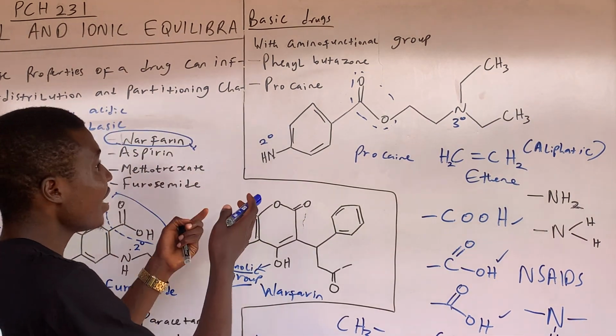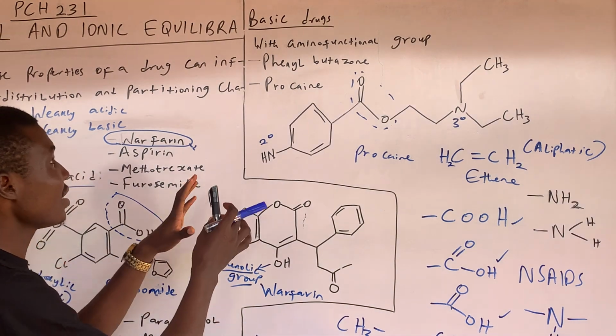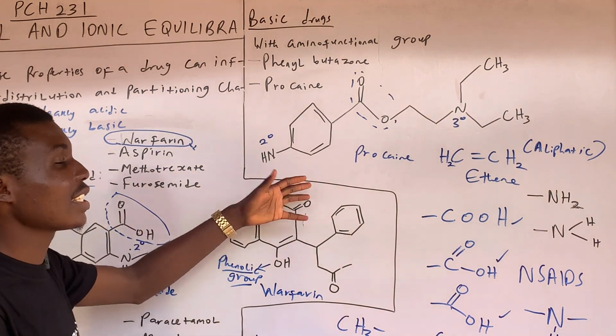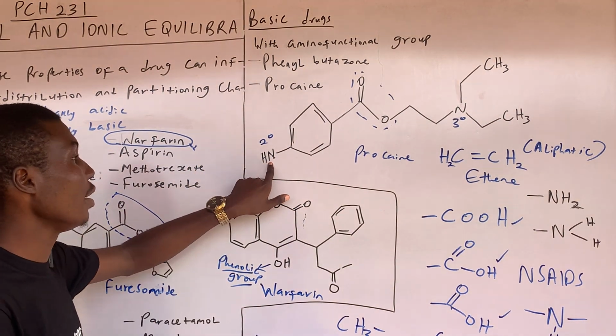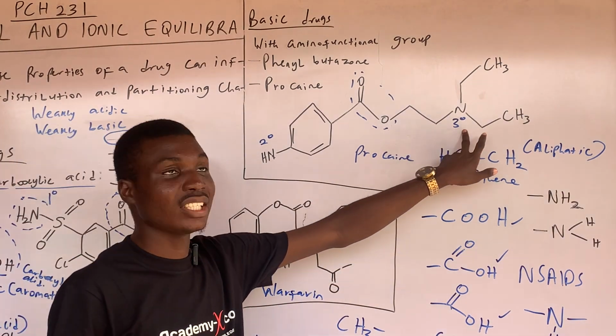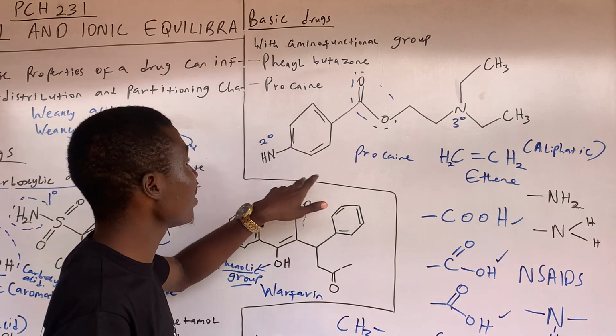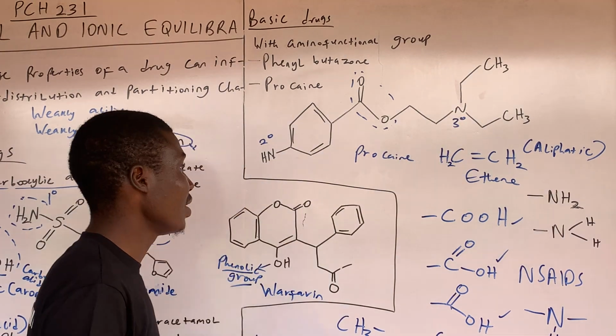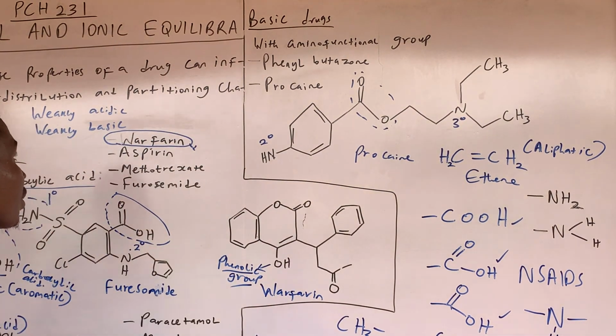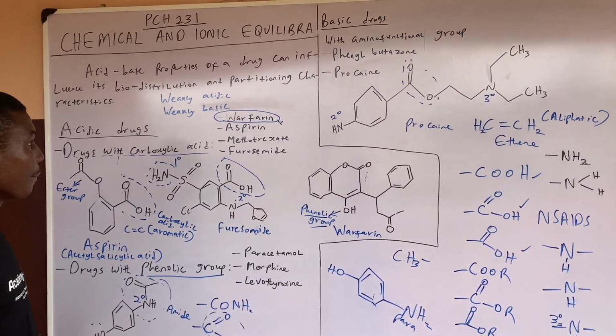So what is conferring the basic nature of procaine is the presence of the amine groups. You have the secondary amine and you have the tertiary amine. The ester group is not conferring so much. What is important is that these two amines are present. So that's what makes up basic drugs. As we go further, we are going to be looking at the theories of acid and base.